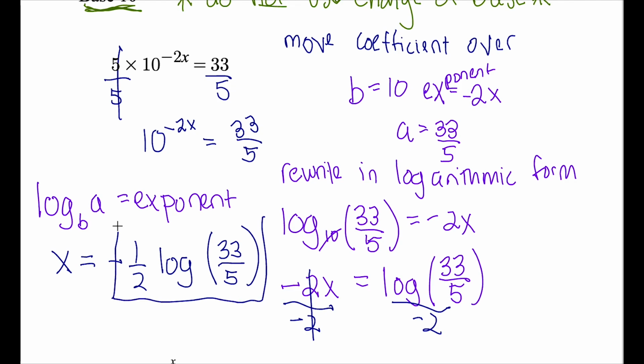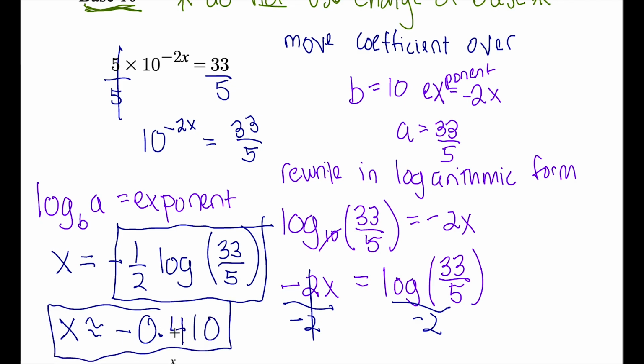So if they ask you to just write the logarithmic expression that's equal to x, you'll stop here. If not, they want you to actually solve for it, you're going to plug this into your calculator. Negative 1/2 times log 33 over 5. And when you do, they're going to ask you to round to the thousandths place, which is 3 decimal points, and your answer here would be negative 0.410.